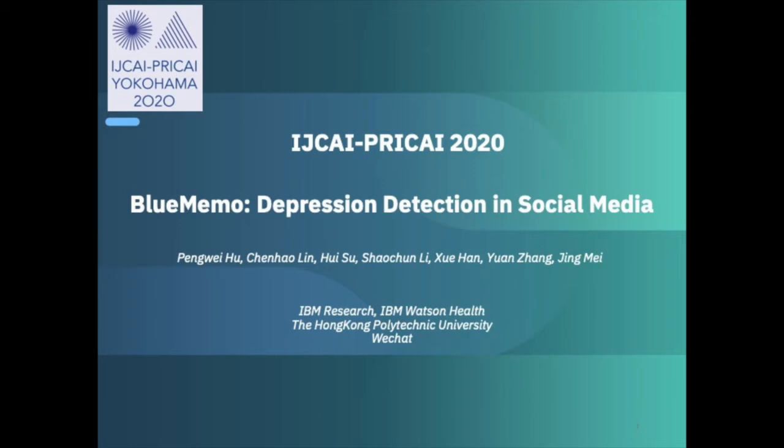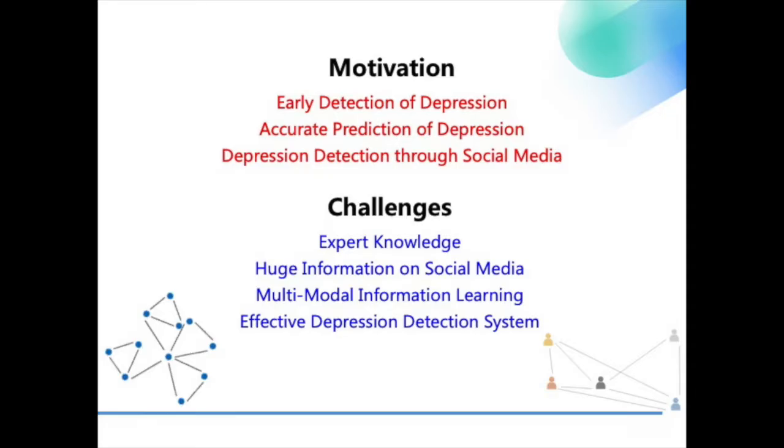Social media, like Twitter and Facebook, contains billions of users' data. It allows users to freely express their feelings and emotions. Can we take full advantage of such data to detect depression? So in this work, we design a system for depression detection using data from social media. We have several motivations to implement this system.